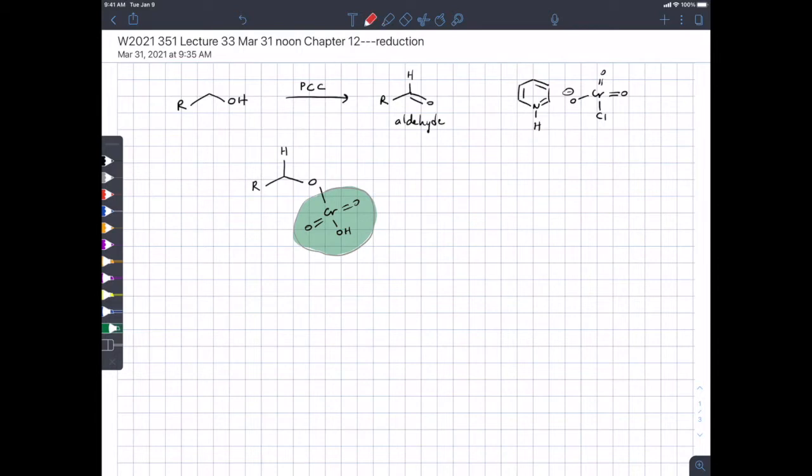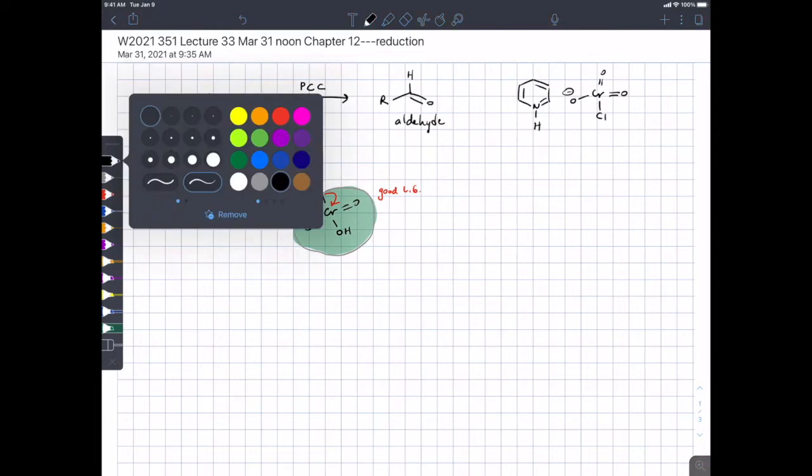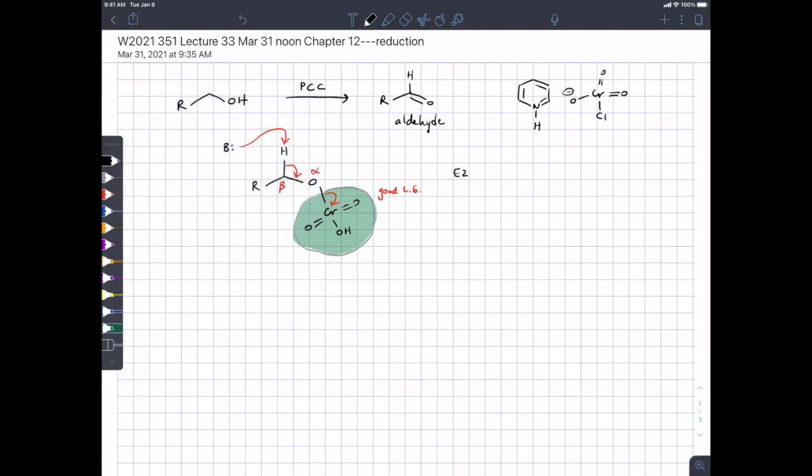The oxygen is at the alpha position attached to the good leaving group. There's a proton at the beta carbon, and so a base, and in this case it's probably Cl minus, comes along and removes that proton. Electrons kick down and the chromium leaving group leaves. This is sort of an E2 style reaction.